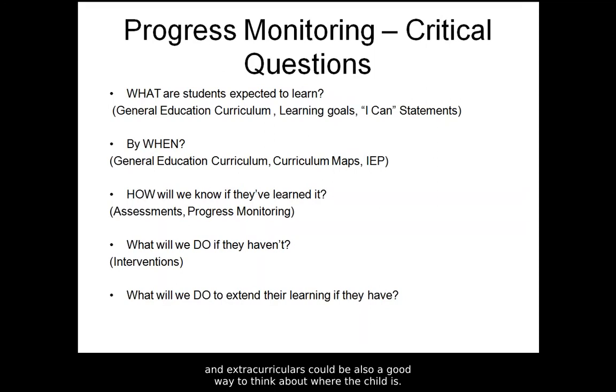non-academics and extracurriculars could also be a good way to think about where the child is. I can sit still for 20 minutes. I mean, you could bring that data to the table, the parents or people that the child trusts.